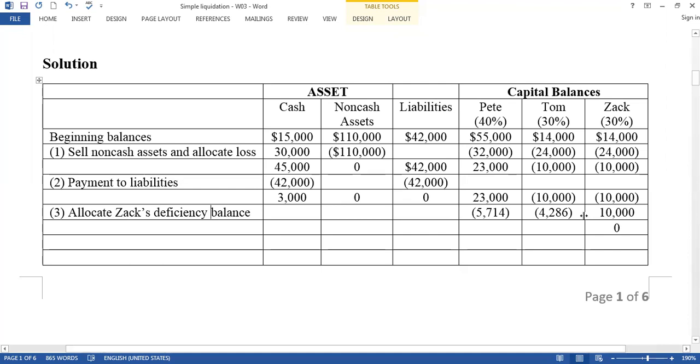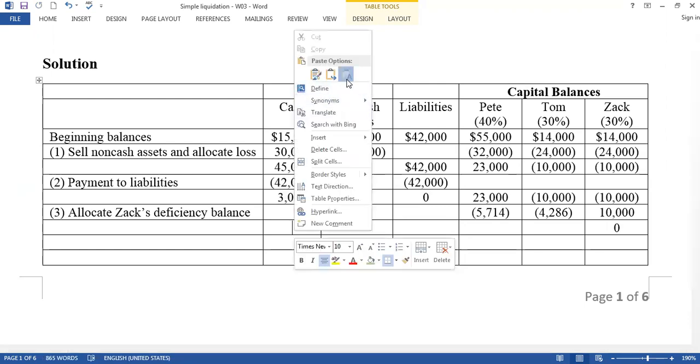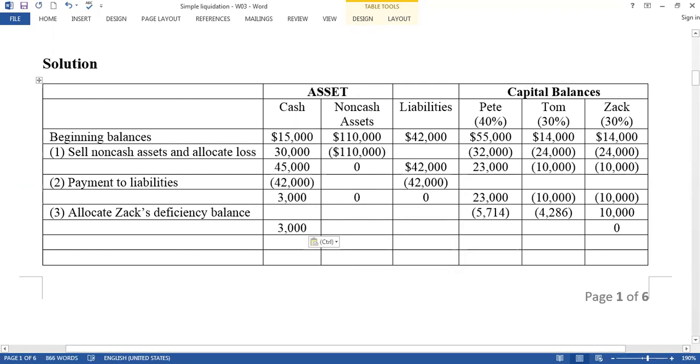Now, after sharing loss by P and T, Jack becomes 0, right? Now we calculate a new balance. We have $3,000 cash. Then non-cash is already closed, liabilities already closed. Then what is the P capital at this moment? P capital at this moment is 17,286.